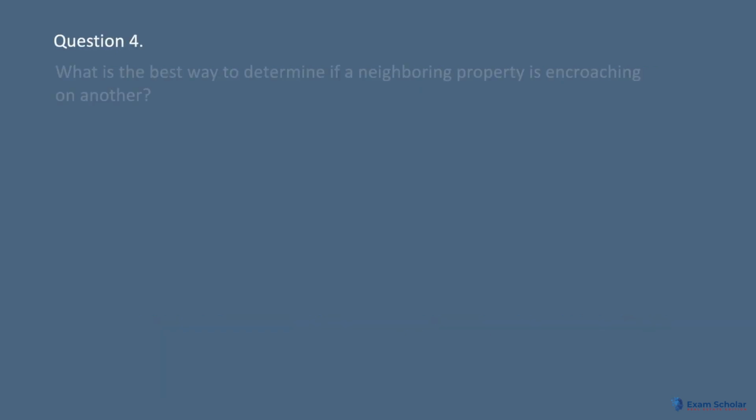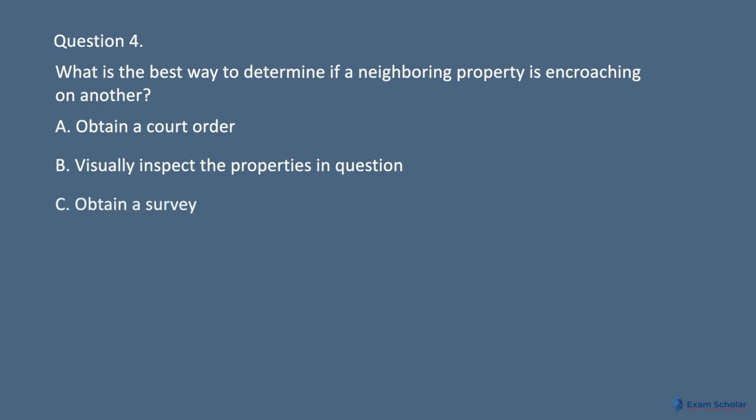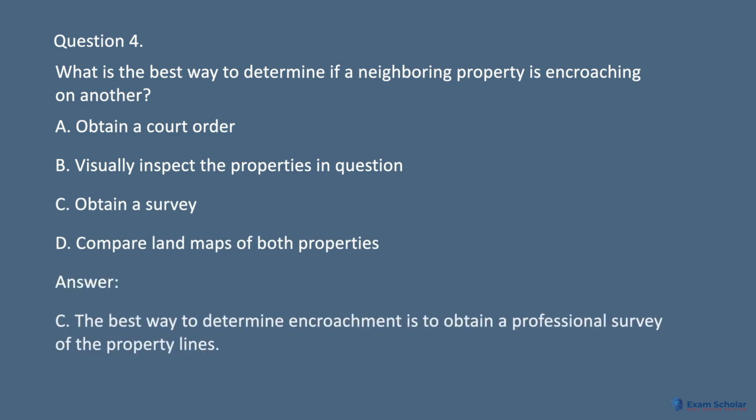Question 4. What is the best way to determine if a neighboring property is encroaching on another? A. Obtain a court order. B. Visually inspect the properties in question. C. Obtain a survey. D. Compare land maps of both properties. Answer: C. The best way to determine encroachment is to obtain a professional survey of the property lines.